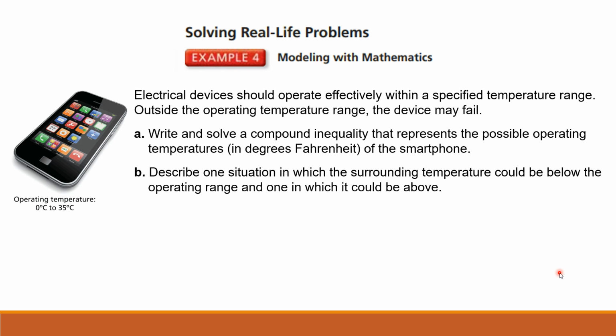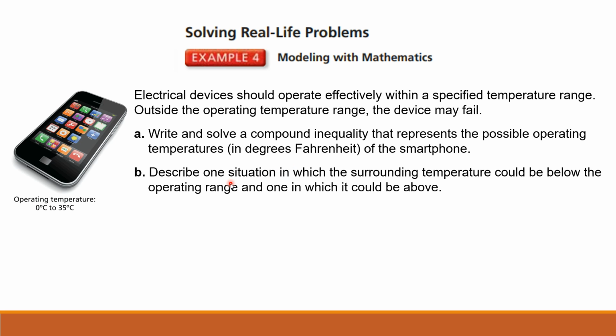Okay, now let's look at a real world type of problem. We all have smartphones, and we can see in this diagram that the operating temperature is stated to be between 0 degrees Celsius and 35 degrees Celsius. Well, we usually work with temperatures in terms of Fahrenheit. So what we want to do is write and solve a compound inequality that represents the possible operating temperatures in Fahrenheit for the smartphone, because we want to make sure that we don't let the device fail on us.